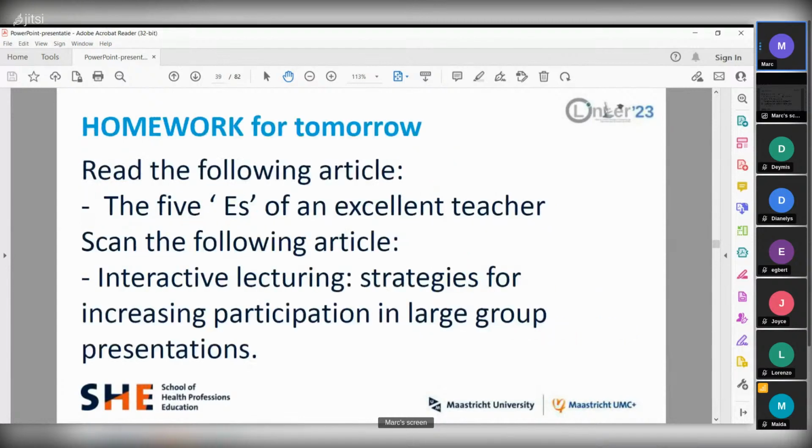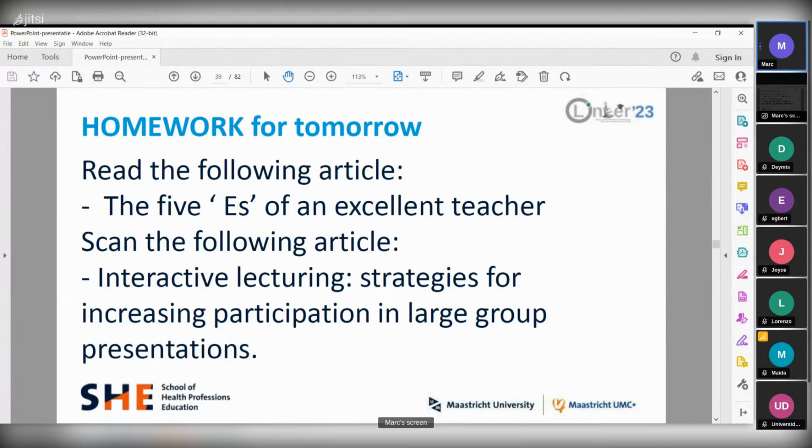On Moodle, I've added two articles. The first one is the 5 E's of an excellent teacher. One of the things the article states is that you're either born a teacher or you're not. That is the part that I don't believe. I believe you can also develop being a teacher or suddenly realize, like me, that you actually enjoy teaching.